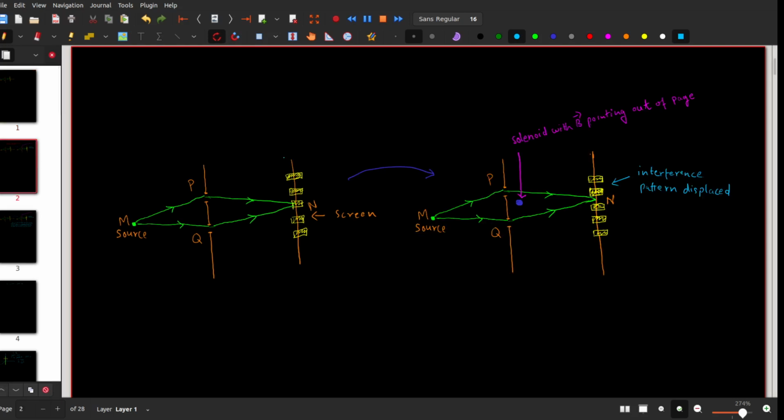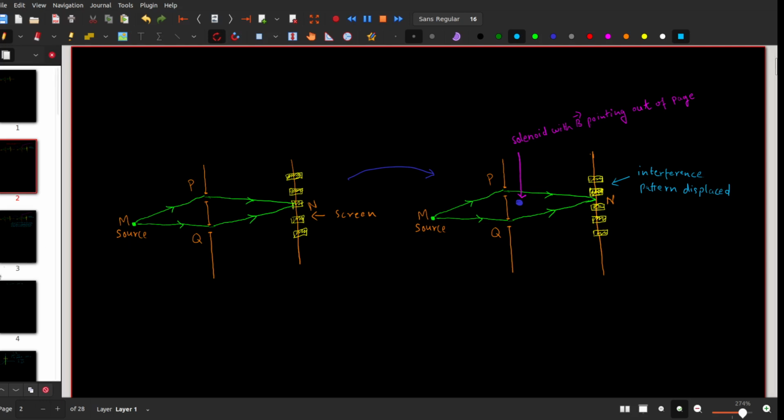Now suppose we introduce a solenoid between the two slits with the magnetic field B pointing out of the page. The presence of this solenoid affects the interference pattern. One may argue that since the solenoid generates a magnetic field, it would directly affect the charged particles, and therefore the interference pattern will also be affected.